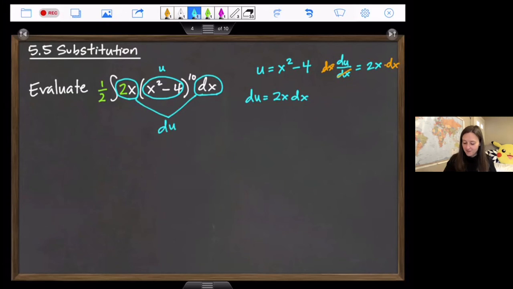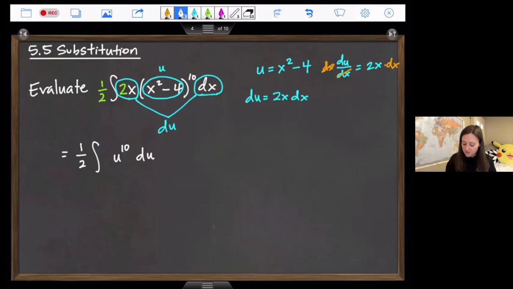So let's see what we have left. I've got 1/2 times the integral. I've got u to the 10th, and everything else in that integral, the 2x and the dx, gets sucked into that du. And this is the goal right here. U to the 10th du is an extremely easy integral to evaluate. It looks much simpler than that x parentheses stuff to the 10th that we started off with.